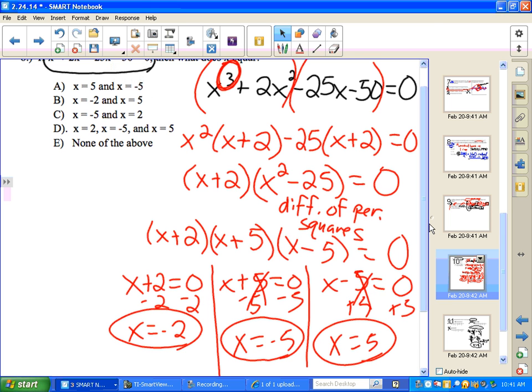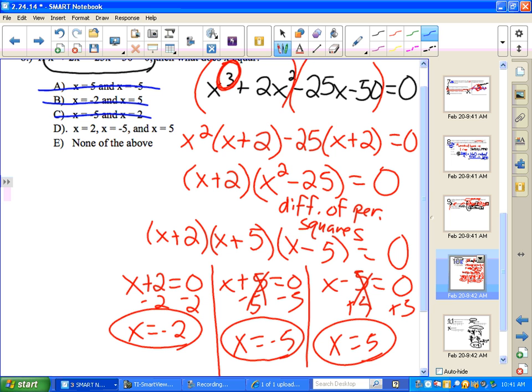So right there, I'm going to just look at letter A. Letter A only has 2 answers. It cannot be A. Letter B only has 2 answers. It cannot be B. Letter C only has 2 answers. It cannot be C. Letter D has 3 answers. So let's see if that's right. We need negative 2, negative 5, and 5.